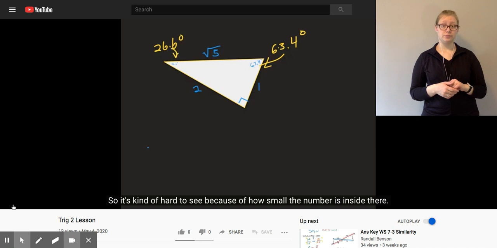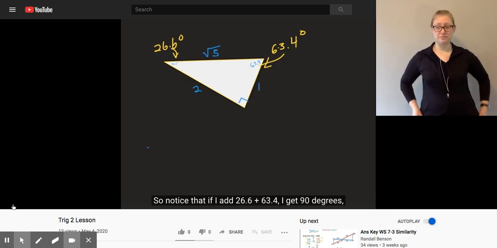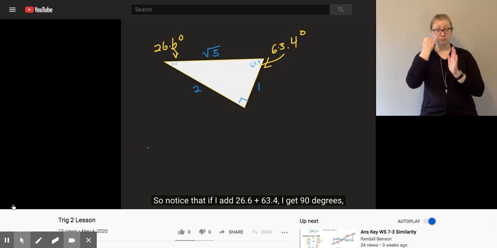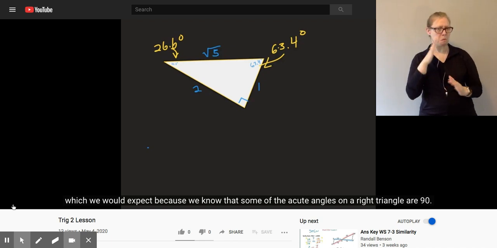It's kind of hard to see because of how small the number is inside there. So notice that if I add 26.6 plus 63.4, I get 90 degrees, which we would expect, because we know that the sum of the acute angles in a right triangle is 90.